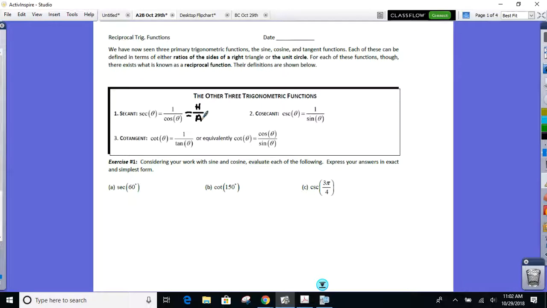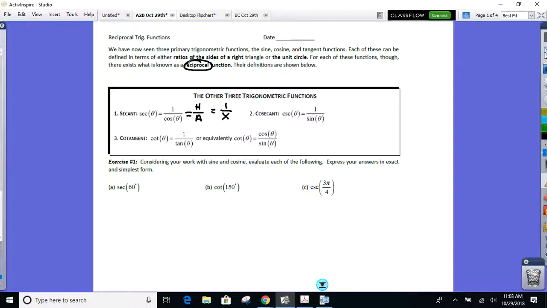Where was cosine on the unit circle? What was the coordinate on the unit circle that represented cosine? X coordinate, right? We've been here before. So I'm going to flip it, and secant is now 1 over that x coordinate. All I'm doing, I can't stress this enough, is flipping. The mathematical term for that is reciprocal. I'm taking the reciprocal of cosine.